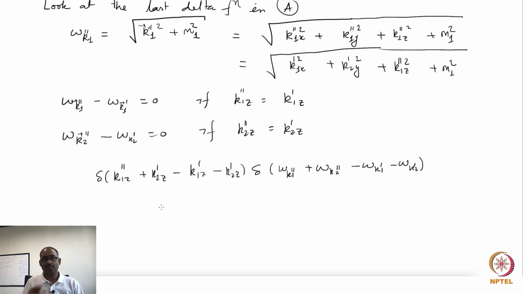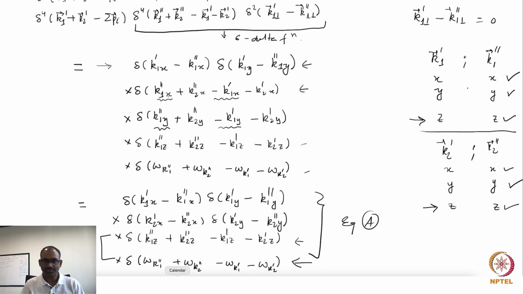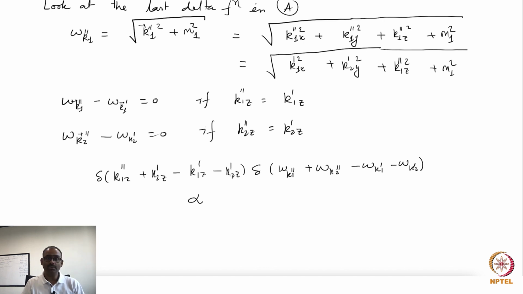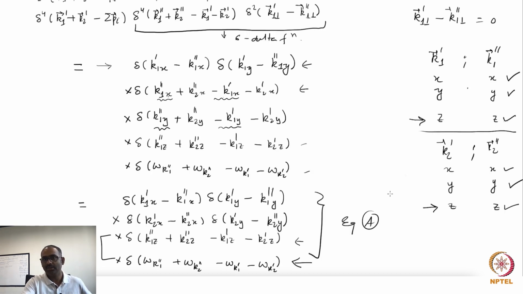Okay. So, with what I have argued above, we get that the product of these two delta functions in the previous page should be proportional to delta of k1z double prime minus k1z prime times delta of k2z double prime minus k2z prime. Okay, that is what we expect, and then we can say that these two match.